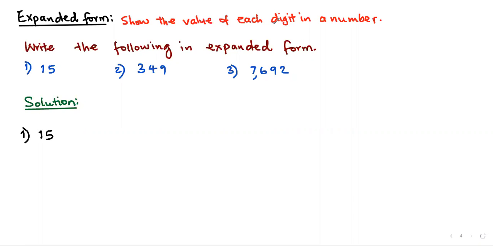Yes, you have to know what we call a digit and what we call a number. This is a number, but 7 is a digit, 6 is a digit, 9 is a digit, 2 is a digit. Is that okay?